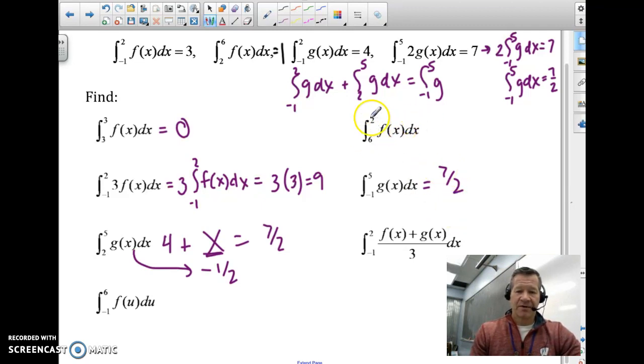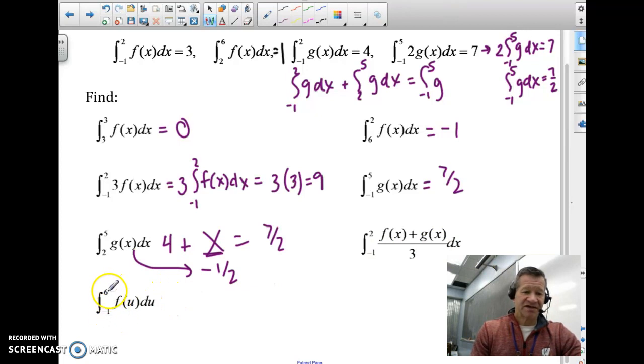The integral from 6 to 2 of f of x dx. Well, we've just simply changed the order of integration from this problem. So if this was 1 from 2 to 6, then switching around to 6 to 2, that would be -1. Okay, let's come down here.